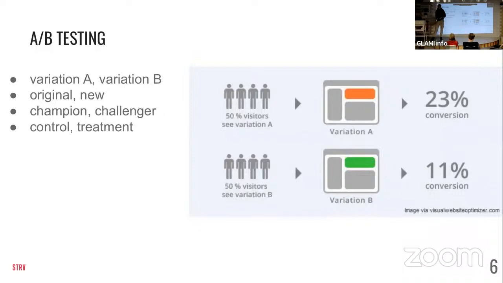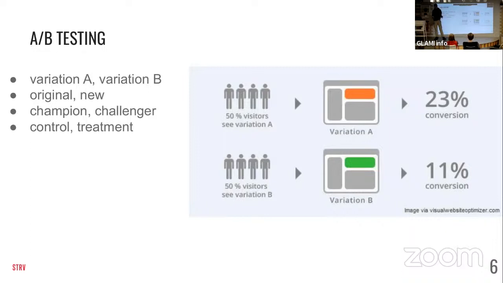So what do I mean by A/B testing? You split your users into two groups: version A, variation A, or variation B. Sometimes it's called original or new. Some authors call it champion and challenger. Champion is the current version, or in the medicine world it's usually called control group and treatment group.